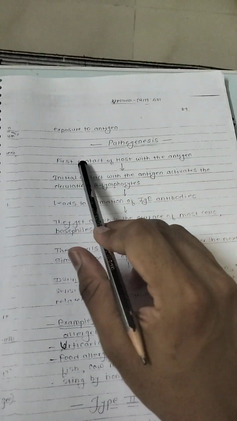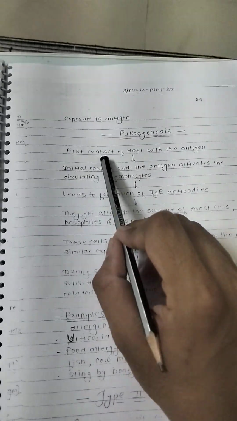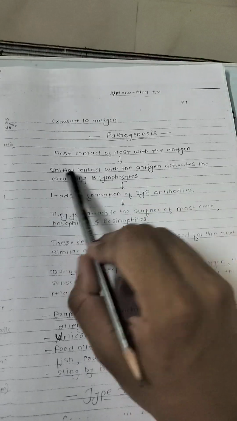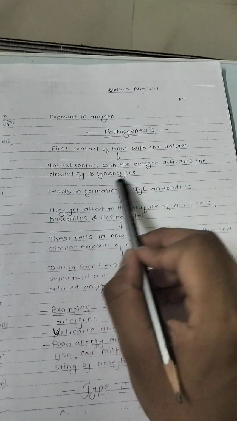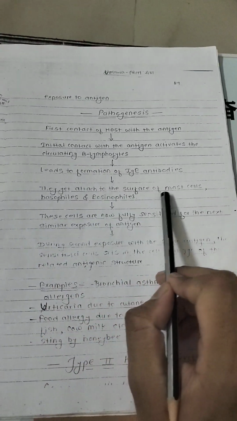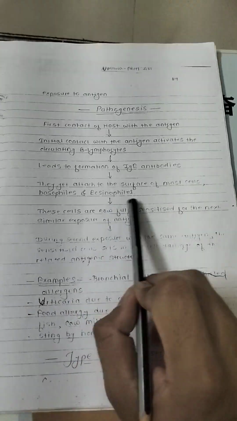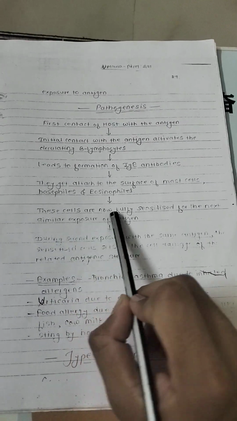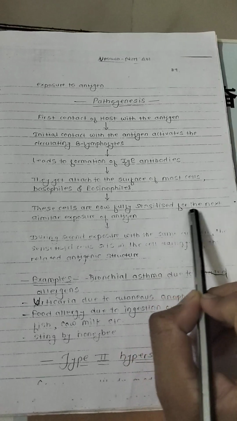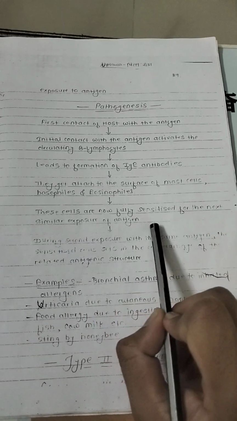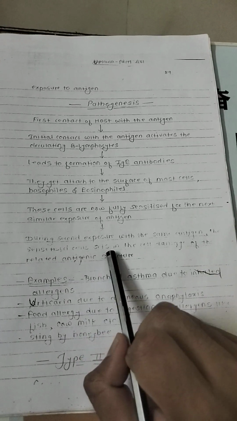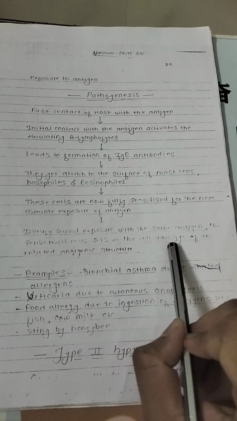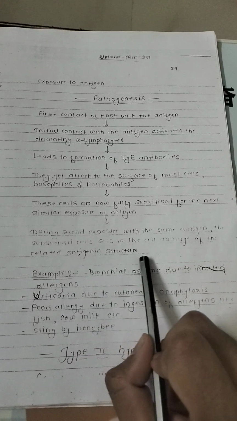Exposure to antigen. Pathogenesis. First contact of host with the antigen. Initial contact with the antigen activates the circulating B lymphocytes, leading to formation of IgE antibody. They get attached to the surface of mast cells, basophils, and eosinophils. These cells are now fully sensitized for the next similar exposure of the antigen. During second exposure with the same antigen, the sensitized cells react with the related antigen structure.